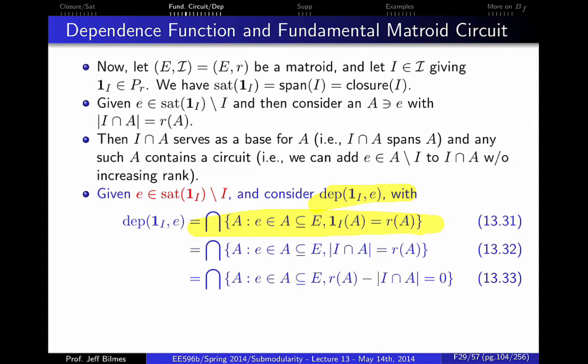It's basically saying we're taking the intersection of all E containing tight sets, and the vector happens to be 1 sub I in this particular case. So it's E containing 1 sub I tight sets. Okay. Now we can just write this in a different fashion, just by noting that these two things are the same.